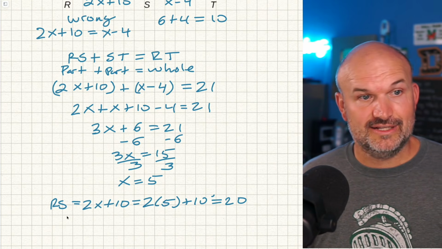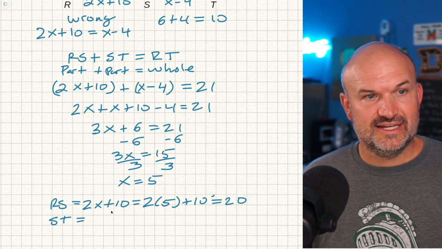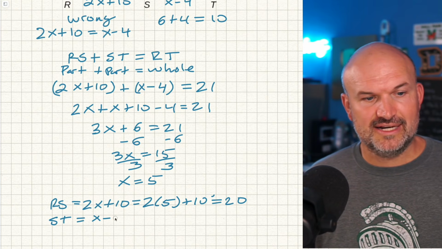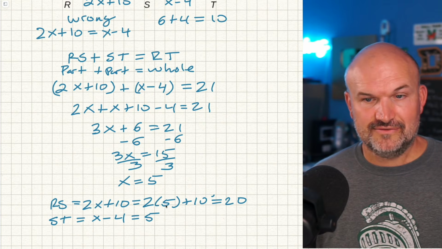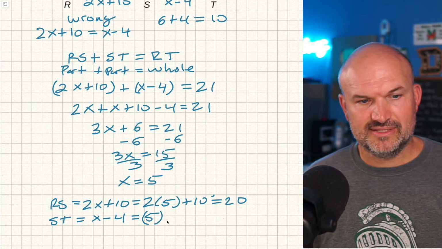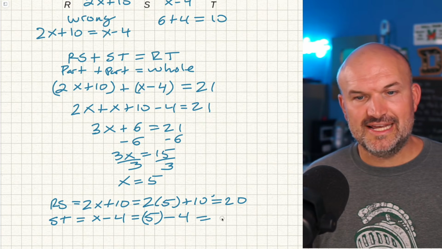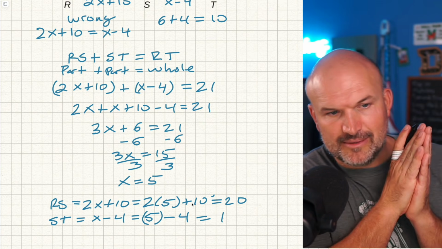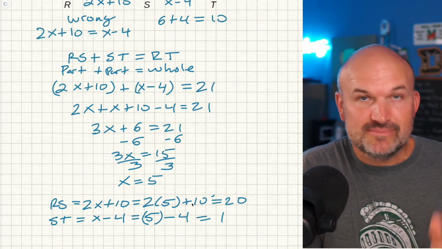Then let's go ahead and get into ST. ST is equal to the expression x minus 4. If we plug a 5 in for the x, we get 5, put it in parentheses, minus 4, which is equal to 1.